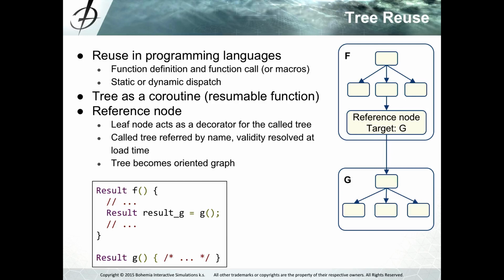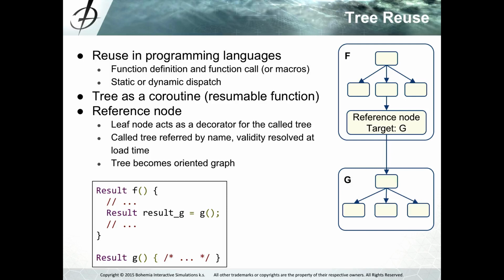A tree can be understood as a coroutine, or it's really similar to a coroutine in a programming language. A coroutine is a generalization of a function, which just means it's a function that can interrupt itself and then it can be resumed.